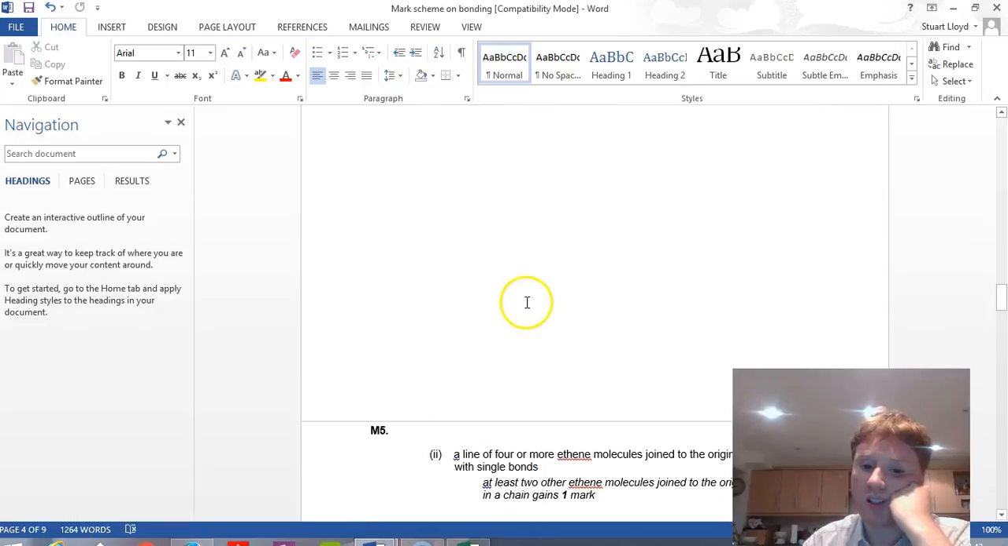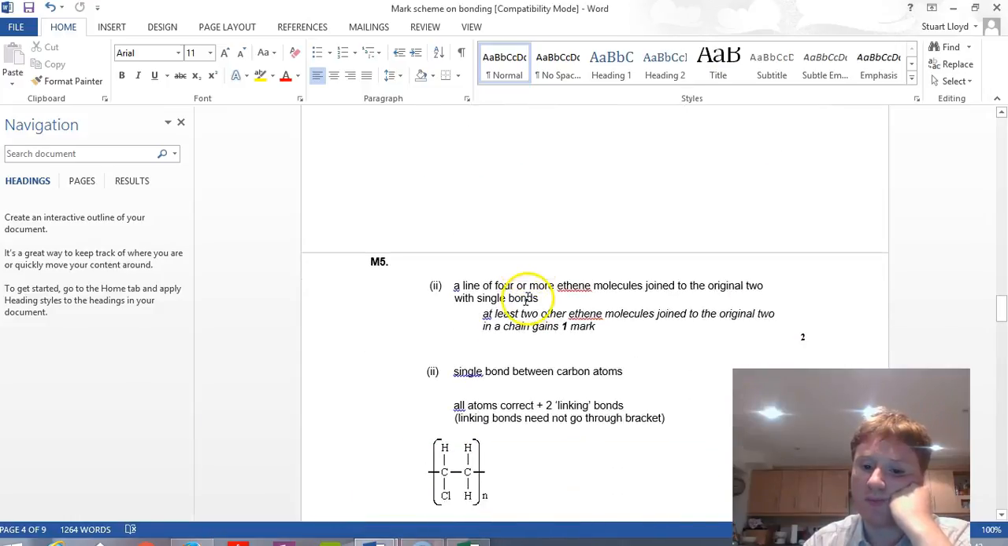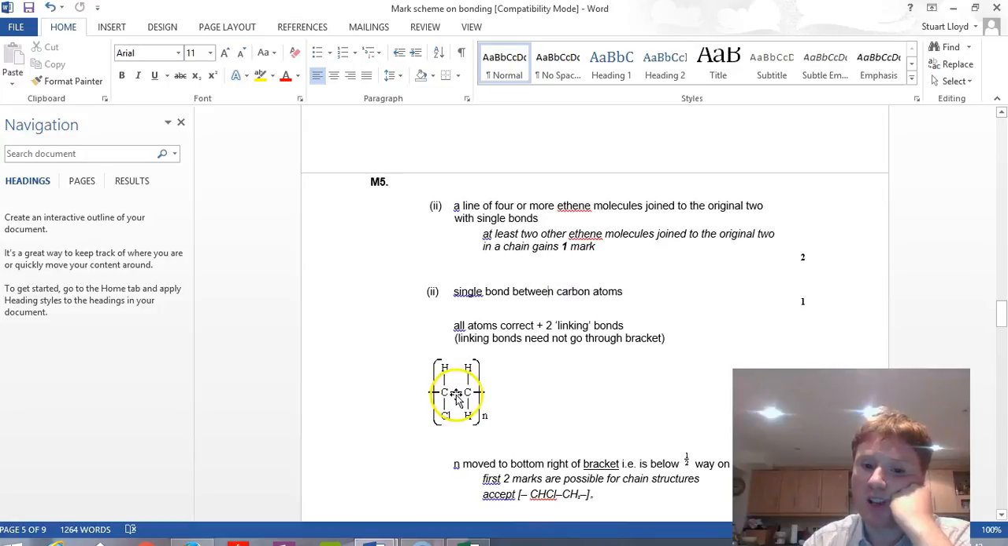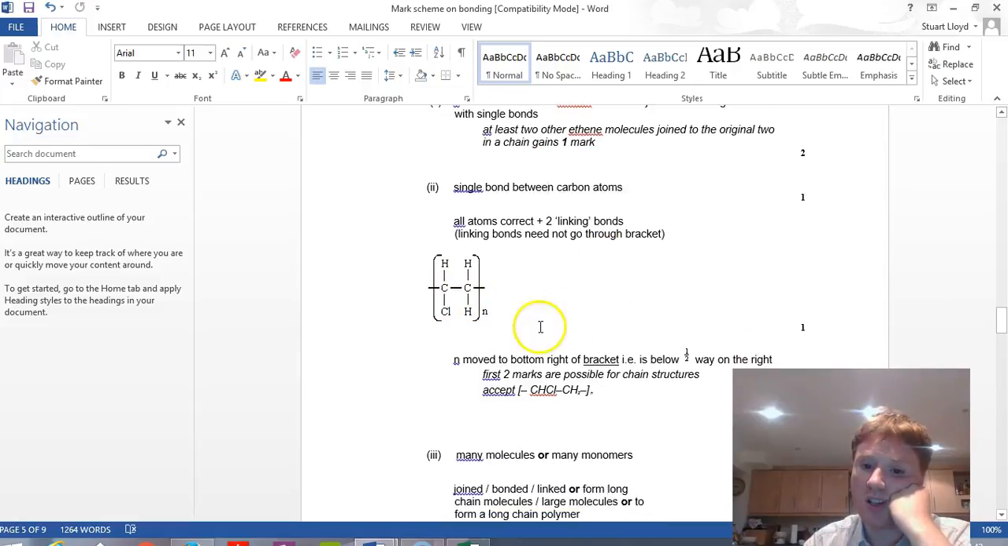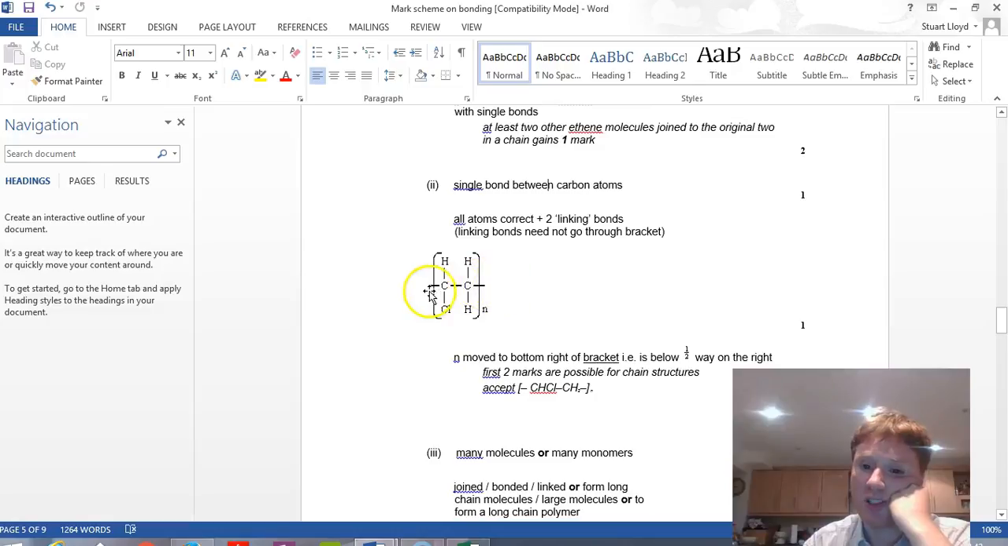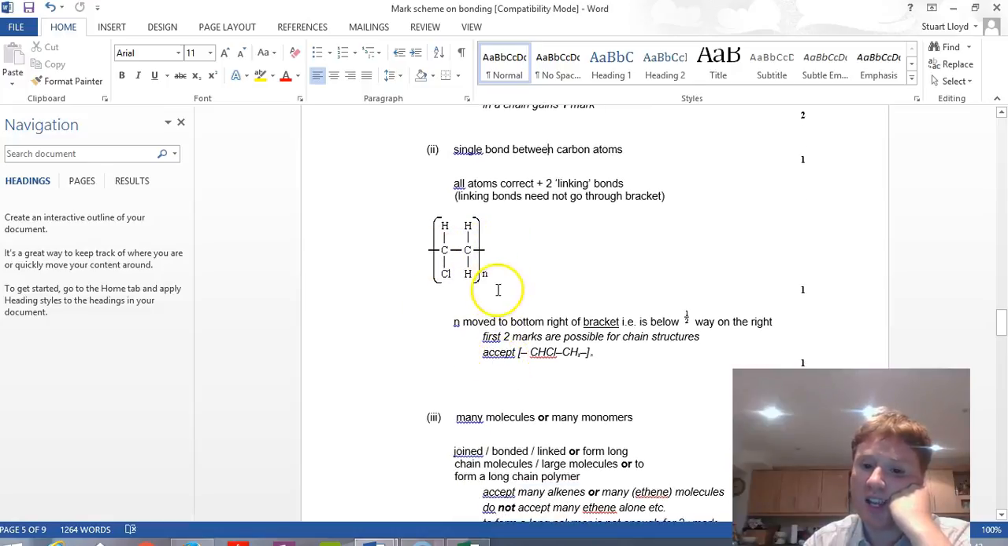Right, the 3 marks are for a single bond between the carbon atoms. All atoms correct, as in you've managed to draw 3 hydrogens and a chlorine and 2 carbons. And then the 2 linking bonds, which stick outside. And then the N is now in the bottom right of the bracket. So the bracket is underlined, so I believe what it means is you need to write a bracket.